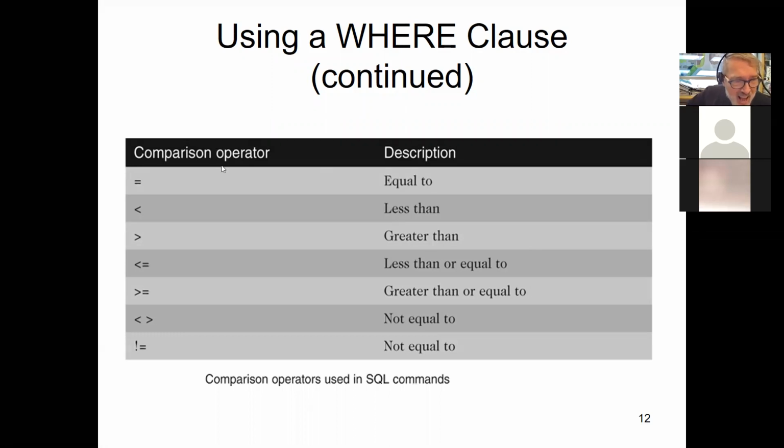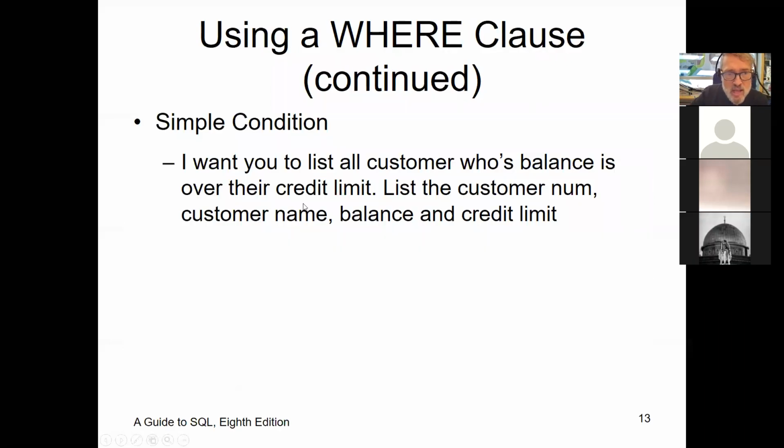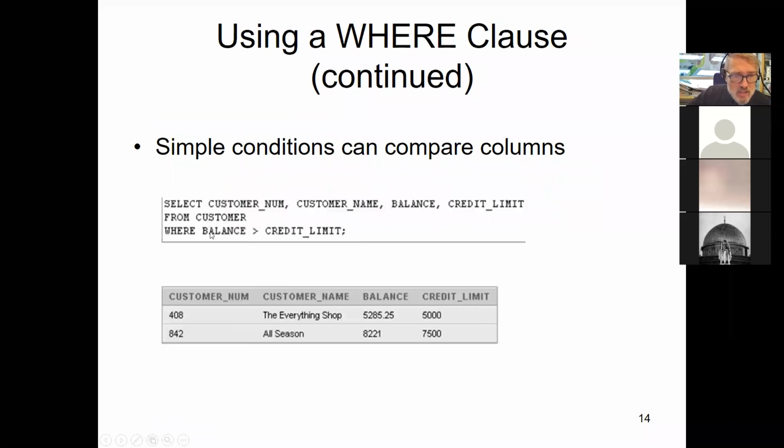So relational algebra is used for comparing things, as it says. We can compare things and see if they're bigger than, less than, or not equal to. So that's part of our relational algebra. Now, a simple condition would be a where clause by itself. We can have compound conditions where we add something to the where clause, and we'll see that later. So here's a simple condition.